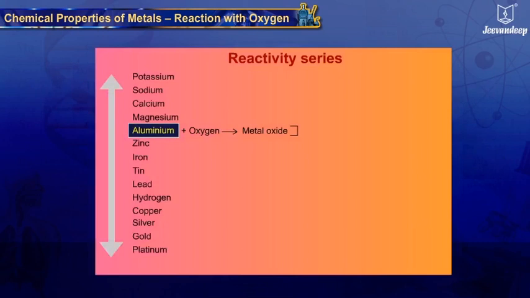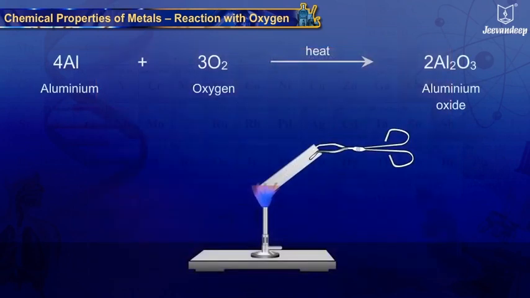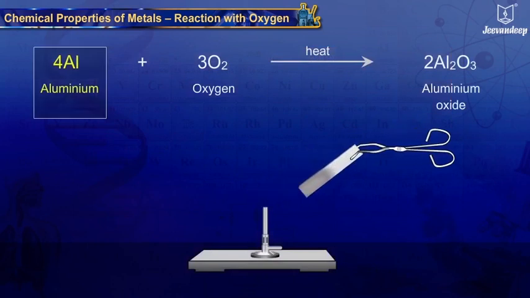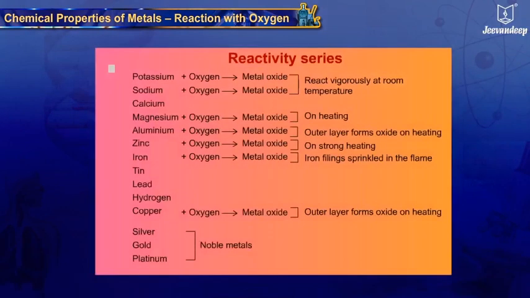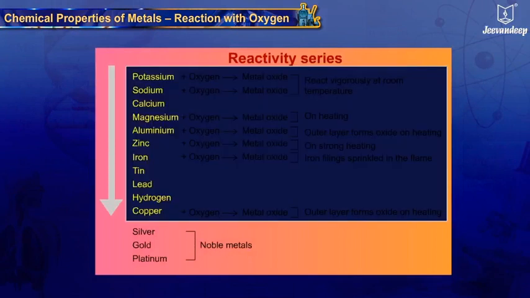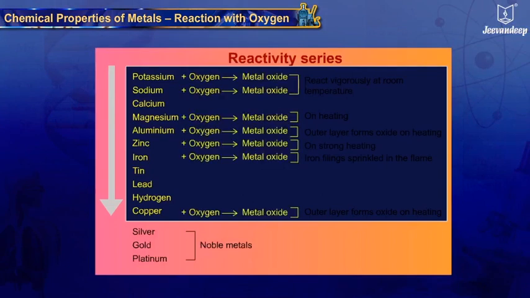Reaction of aluminium with oxygen. On strong heating, aluminium gets coated with a layer of aluminium oxide. Thus, we can see that the reactivity of metals decreases from potassium to copper.